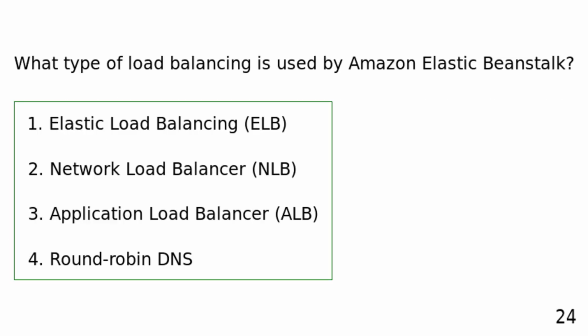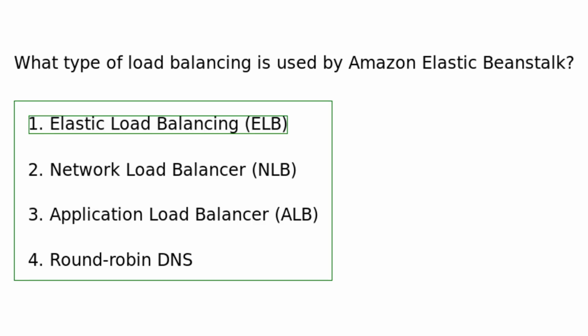What type of load balancing is used by Amazon Elastic Beanstalk? Elastic Load Balancing. Network Load Balancer. Application Load Balancer. Round-robin DNS. Elastic Beanstalk uses Elastic Load Balancing to distribute traffic across instances.